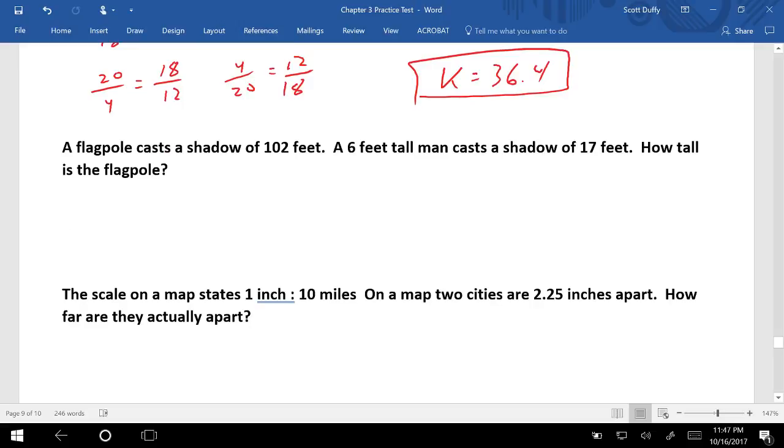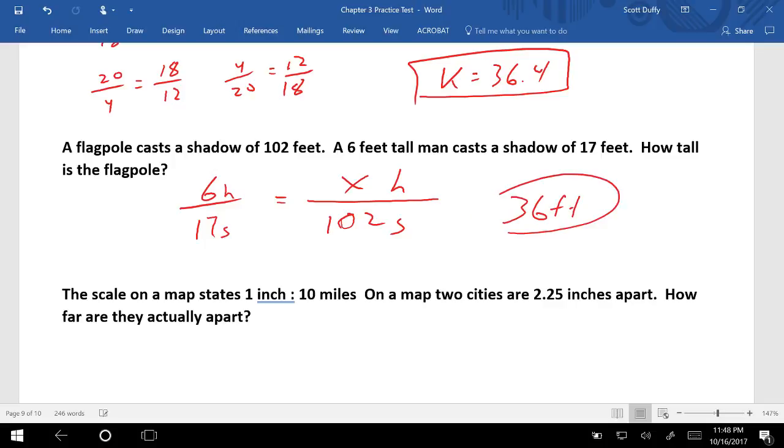Okay. 6 feet tall man, 17 feet shadow. So 6 goes to 17, and flagpole casts a shadow. So if this is the height, then this is the shadow, and then we're given a shadow of 102. So I'm going to put that on the bottom, and we want to know the height. What's the x height? Cross multiply and divide. 102 times 6 divided by 17. I get 36. 36 feet.